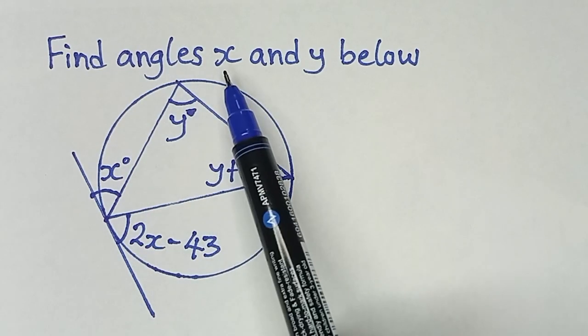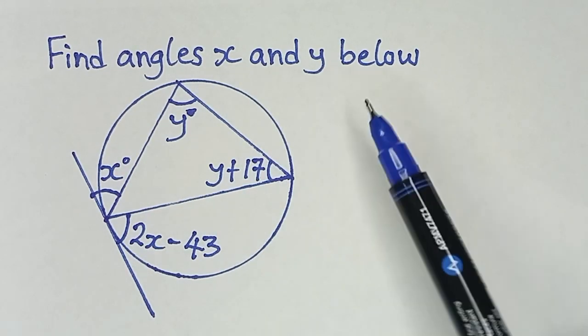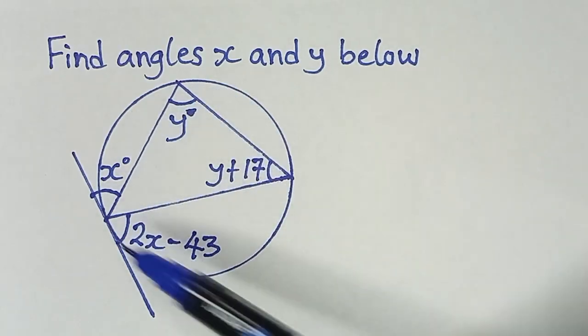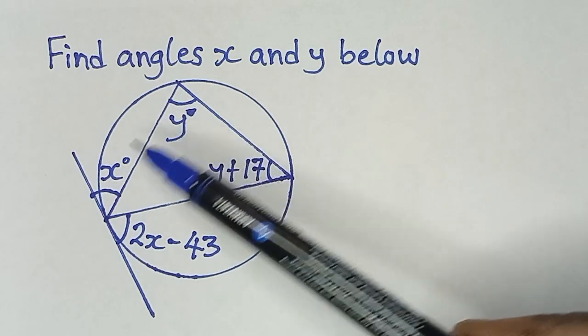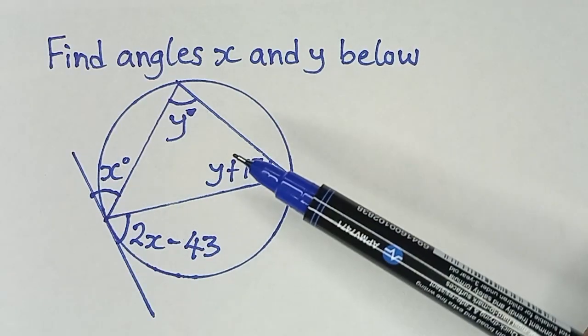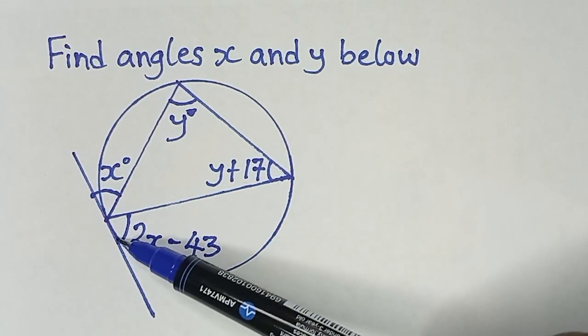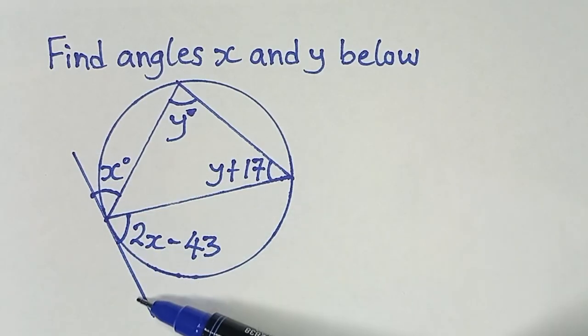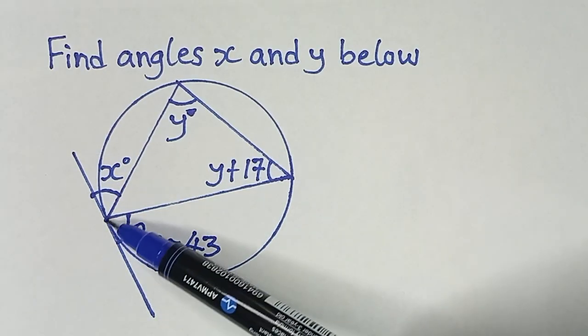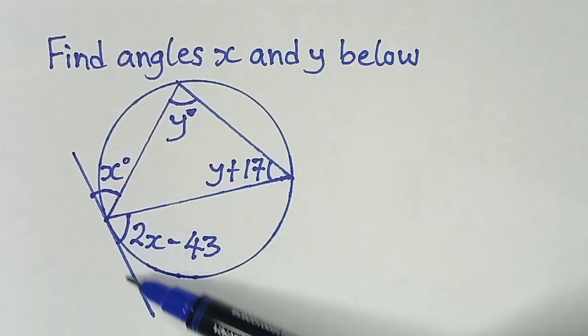Find angles X and Y below. Now, in this circle geometry, for us to find the values of angles X and Y, we need to apply some tangent theorems. If you look, this line here is a tangent. An external line that is touching a circle is a tangent.